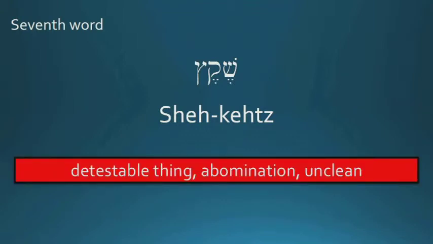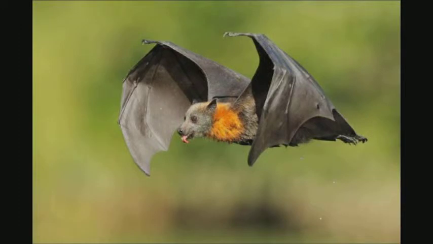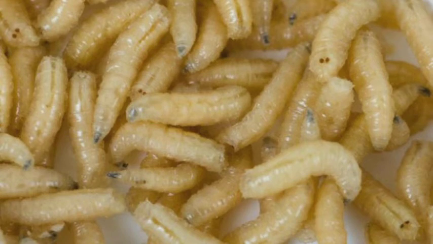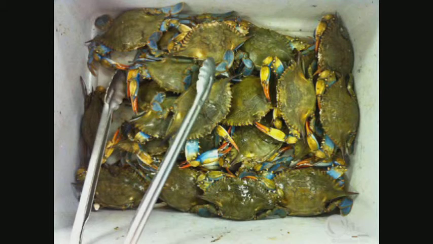Now, it's a detestable thing, abomination, or unclean. Now, it could be a snake, but I can't find anything that actually tells me that it's a snake. What I do find is that it is just an unclean thing. We don't know what this abominable or detestable thing is that they're eating. It could be a broth or a soup made out of pig. It could be any other kind of unclean thing. But it is clearly something that Yahweh has either forbidden or shows rebellion against Yahweh's commands.